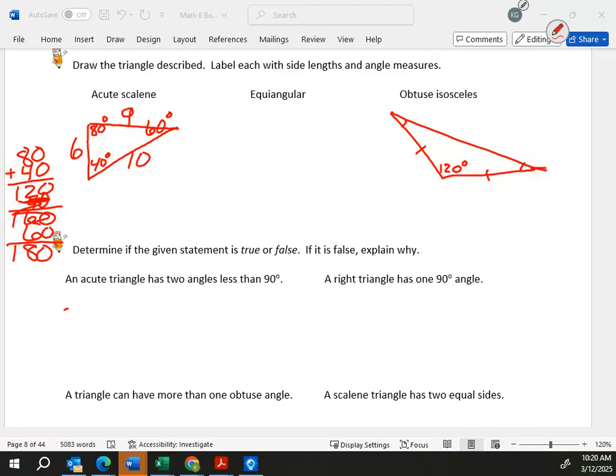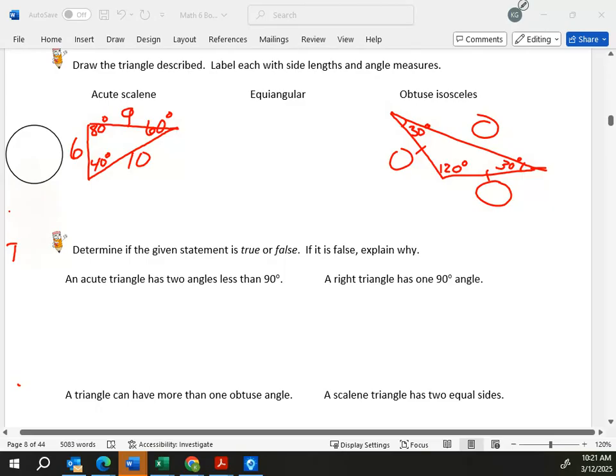Adeline? 30 plus 30 is 60. 60 plus 120 gets me my 180. So when you have an isosceles triangle, those two angles will always be congruent also. The two sides are congruent, the two angles will be congruent. Don't forget to fill in your side measurements. You can do the equilateral by yourself.